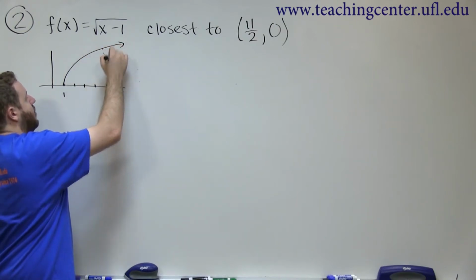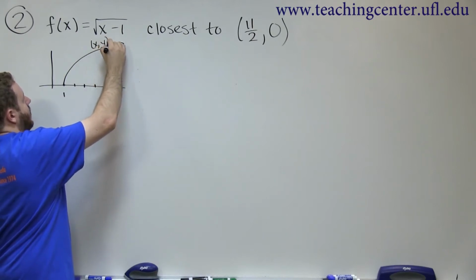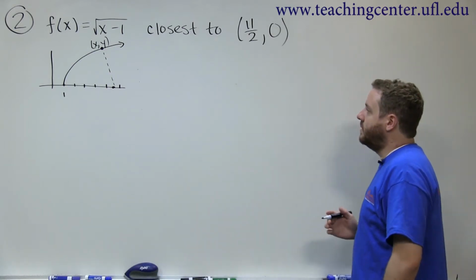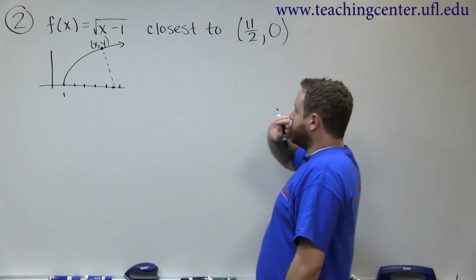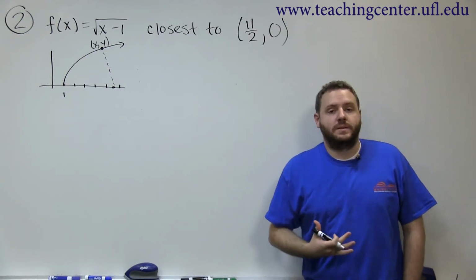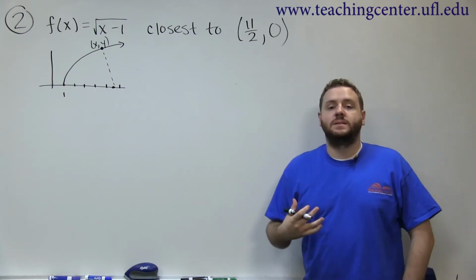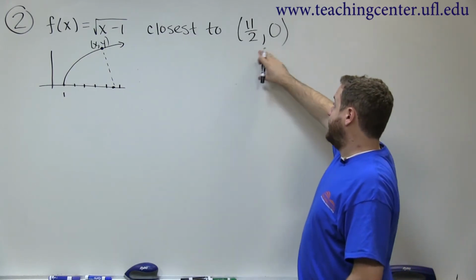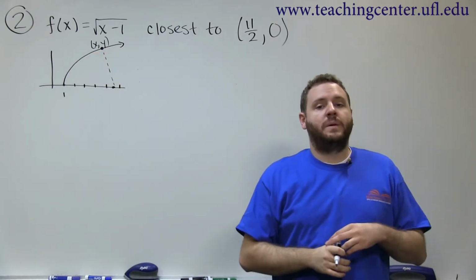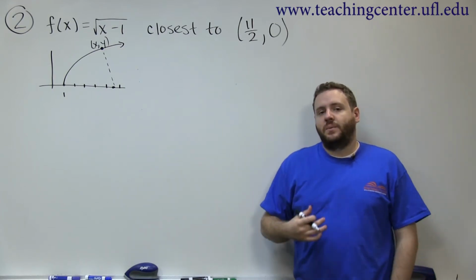So let's say the point that is the closest, we don't know what it is, we'll call it x comma y because we don't know its coordinates. So now what we need to come up with is, what is the function that we're minimizing or maximizing? Well, if we want these 2 points, 11 halves, 0, and x y, to be as close as possible, that means we want their distance to be minimized. So we need a distance formula, and we need to minimize it.